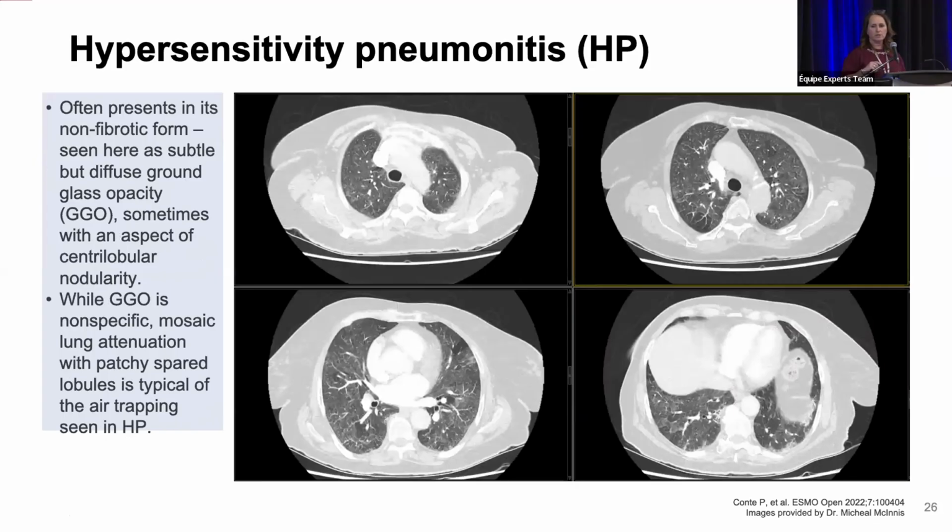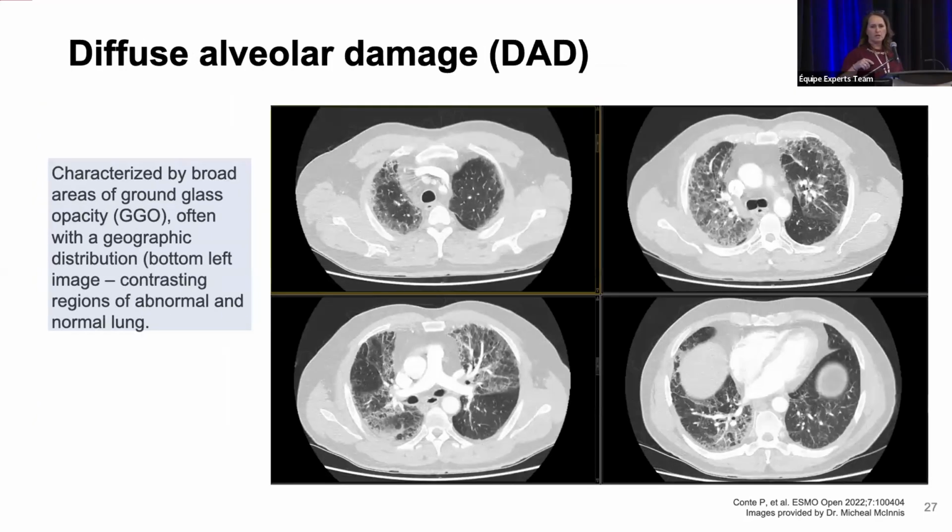Here's a pattern of what radiologists would call hypersensitivity pneumonitis, an HP pattern with some mosaic attenuation, some centrilobular nodules, a little bit of ground glass, absence of scarring, honeycombing, and things that we typically see with fibrotic changes. And here's an example of a diffuse alveolar damage where there's more widespread ground glass. These are the types of pictures that you see when patients present with ARDS in an ICU setting.